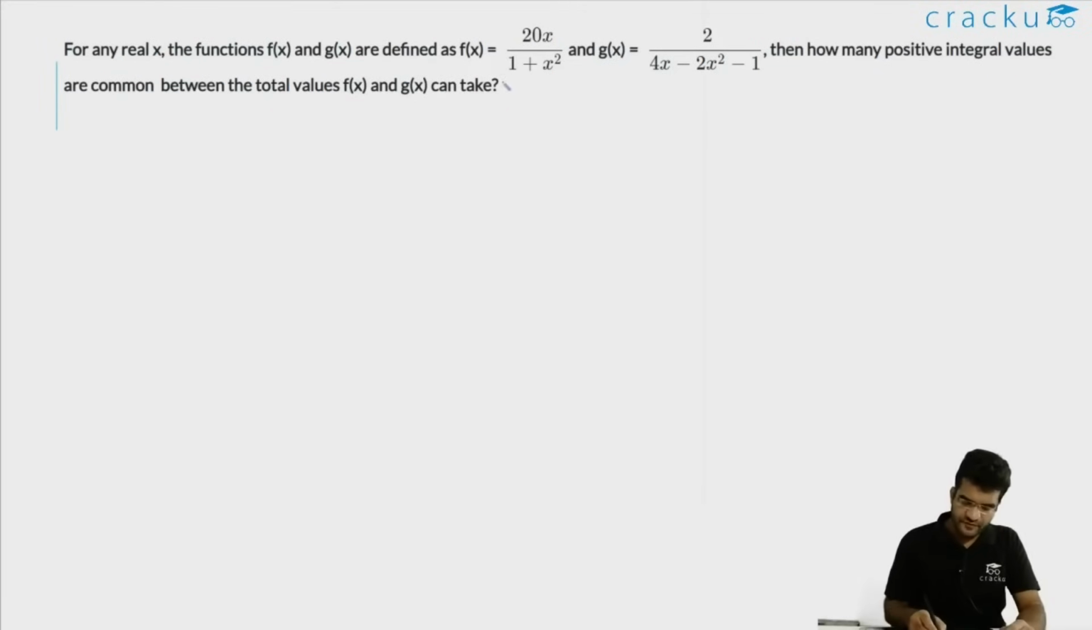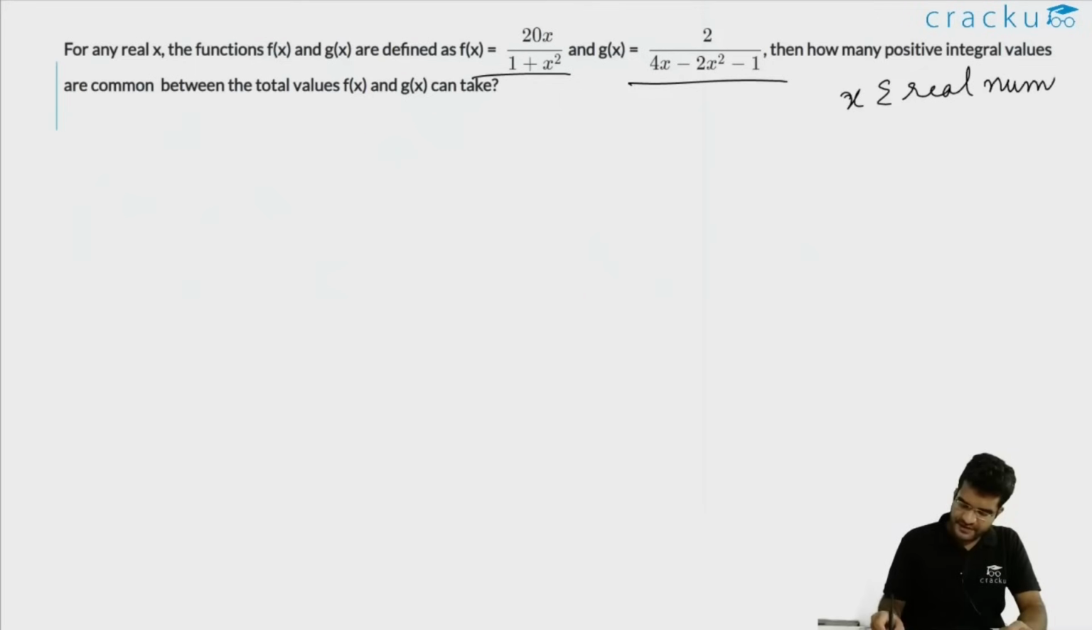In this question we have two functions, f of x and g of x. f of x is given as 20x by x square plus 1 and g of x is given as 2 by 4x minus 2x square minus 1. Both the functions are defined for all real x, that is x can be any real number.